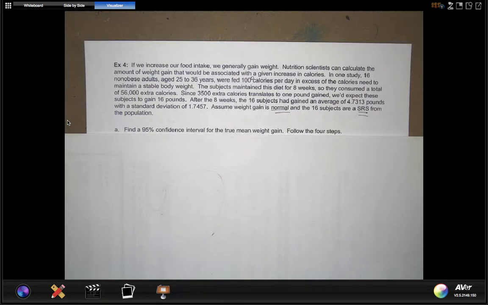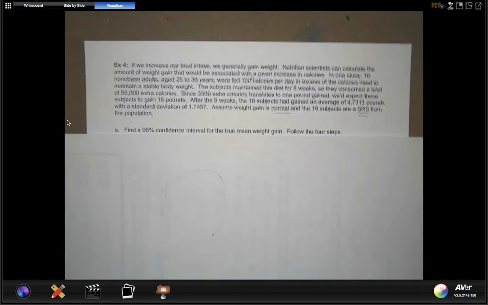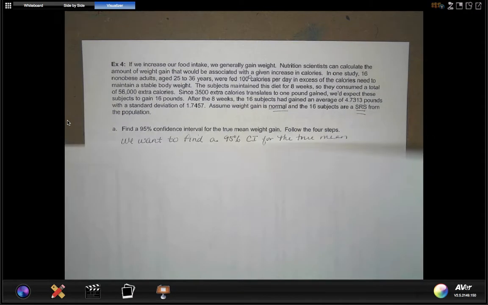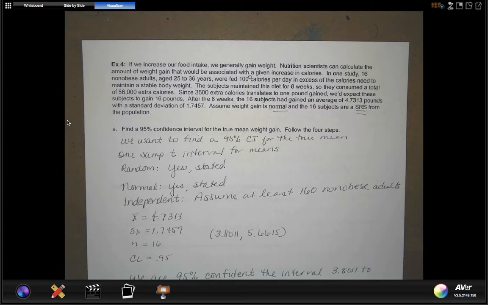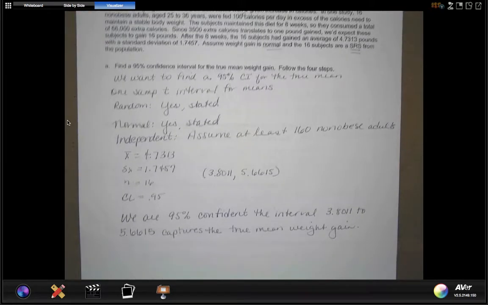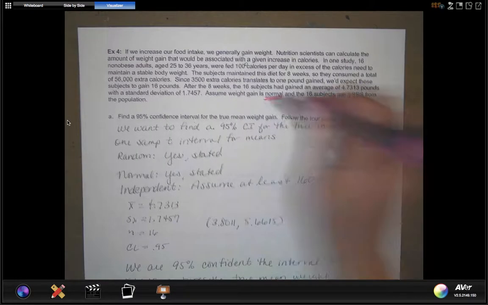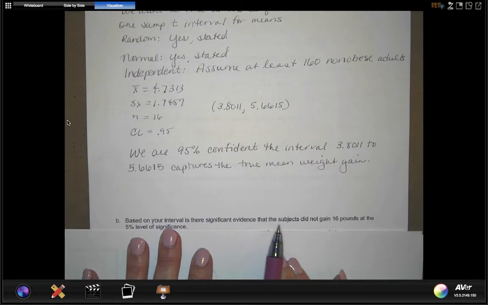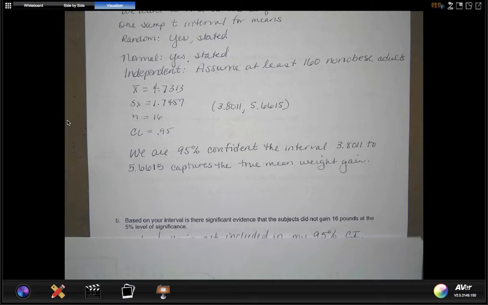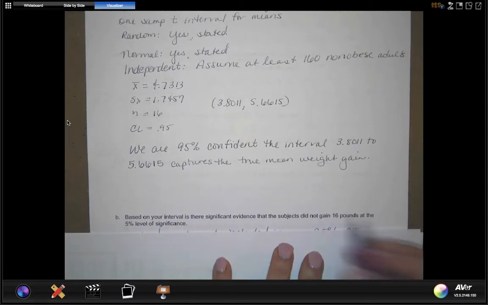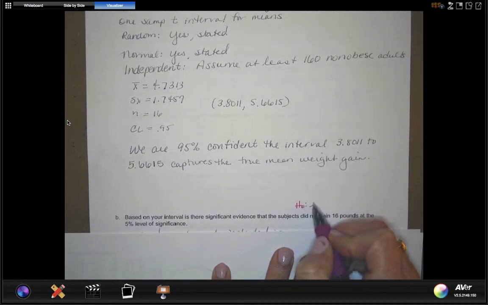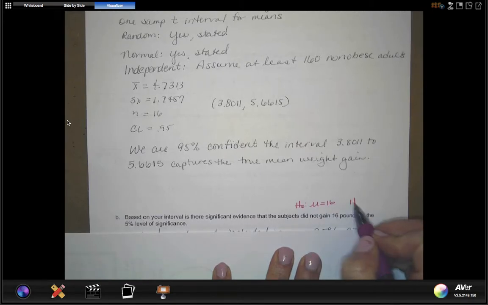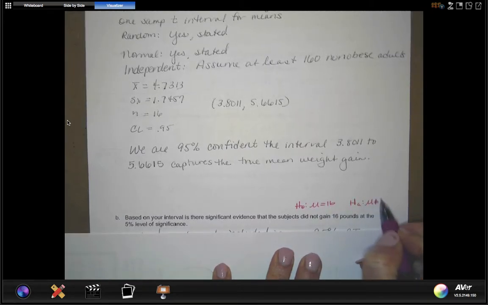All right, so again, here we go. Pause the video, attempt the problem. This is what you should get for the answer. Just make sure you know it said normal, it says SRS. Is there significant evidence that the subjects did not gain 16 pounds? So this is like testing mu is equal to 16 versus mu is not equal to 16.